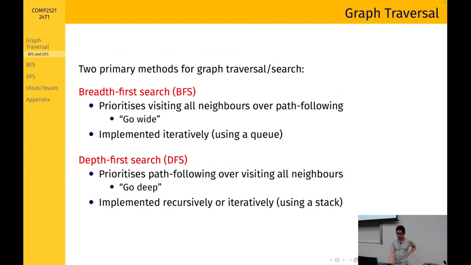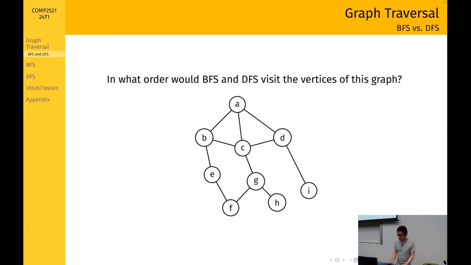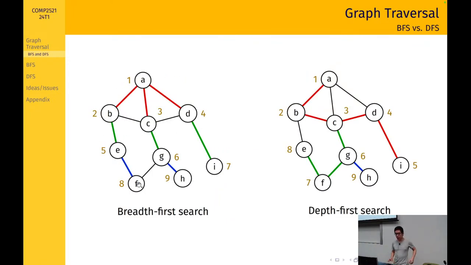Okay. So let's look at an example of difference between these two. So suppose we have this graph. How would BFS visit the vertices? So what order would it visit the vertices? So here is how BFS would visit the vertices. Starting from A, we're going to visit B, C, and D, in some order. Here we're just assuming that if we have multiple neighbors, we're going to visit the lower letter vertices first. So we'll visit B, C, and D. Then we're going to visit E, then G, then I. So these are the vertices that are two steps or two roads away. Then we're going to visit F and H, which are three roads away.